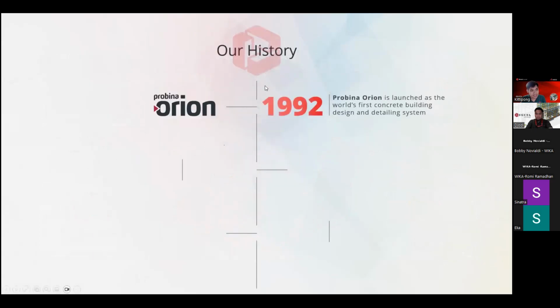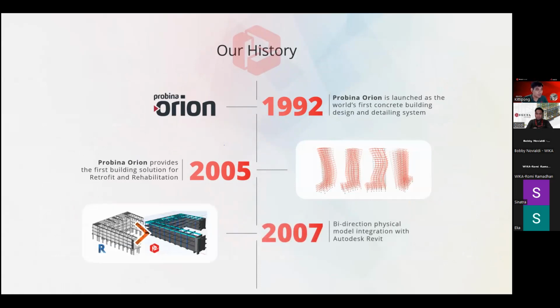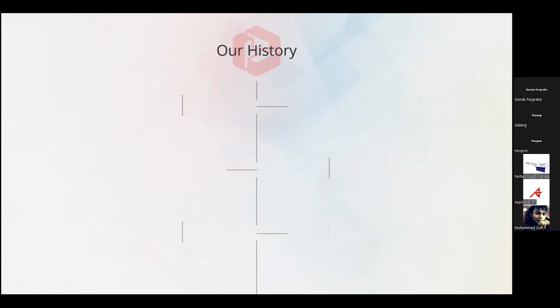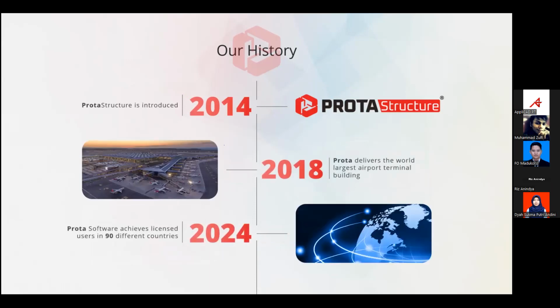Okay, let's see the history a little bit. The Prota started with Olion in 1992, right? And they have modified their software very much, more than just design. They can retrofit the building also, right? And they changed the method to BIM in 2007 and had the rebranding to Prota Structure at the moment, and have many projects that use Prota.